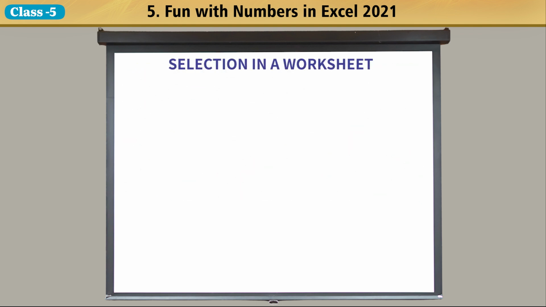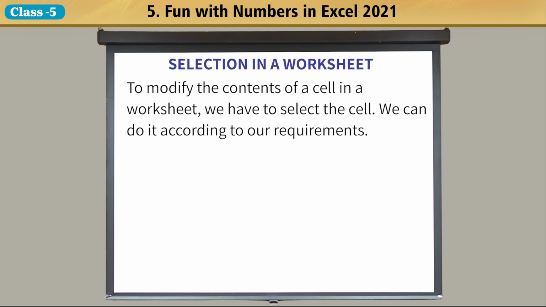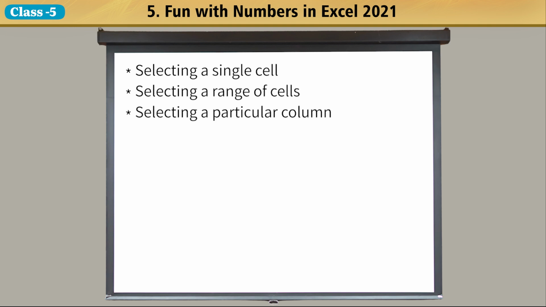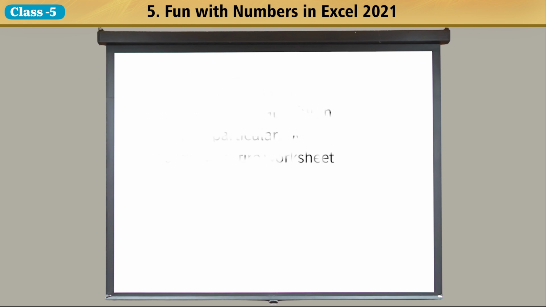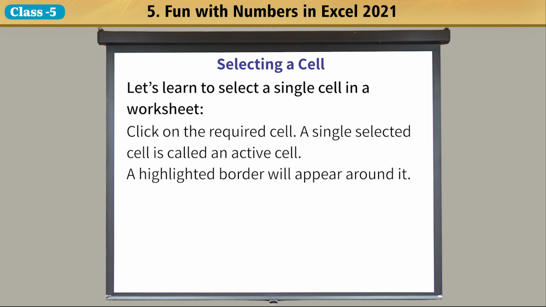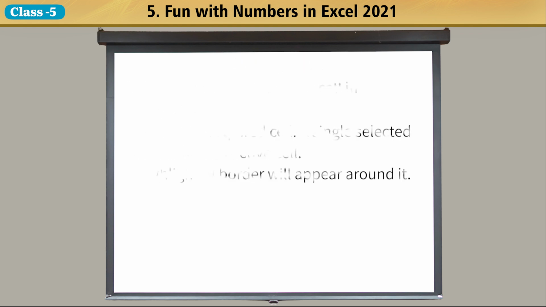Selection in a worksheet. To modify the contents of a cell in a worksheet, we have to select the cell. We can do it according to our requirements. Selecting a single cell, selecting a range of cells, selecting a particular column, selecting a particular row, selecting an entire worksheet. Selecting a cell. Let's learn to select a single cell in a worksheet. Click on the required cell. A single selected cell is called an active cell. A highlighted border will appear around it.